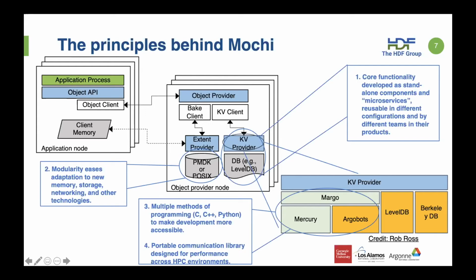The second thing is that there is some modularity and easy adaptation to new memory storage, networking, and other technologies. So we can really have different hardware and use the latest things. The third thing is that there may be also multiple methods of programming, C, C++, Python. So we have to provide different things that are adapted to these software packages. And the fourth thing is that we need to have this Mercury package, a portable communication library that is designed for performance across HPC environments.